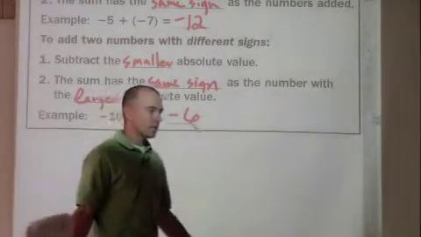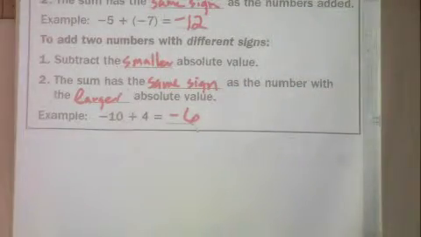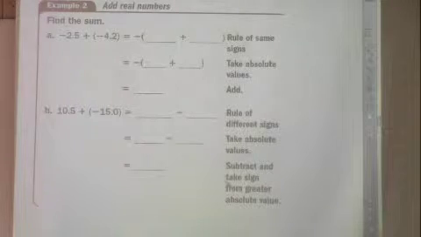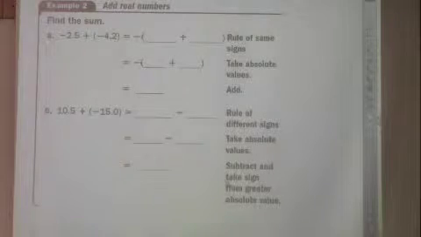Completely forget about the negatives. Just deal with the numbers that you're comfortable with, and then the bigger symbol wins. All right, let's jump to example 2. It says find the sum. Negative 2.5 plus negative 4.2.